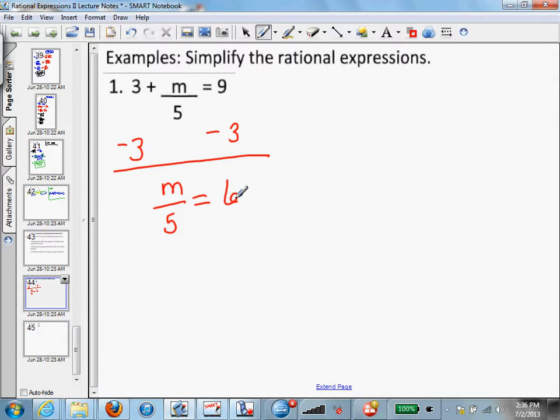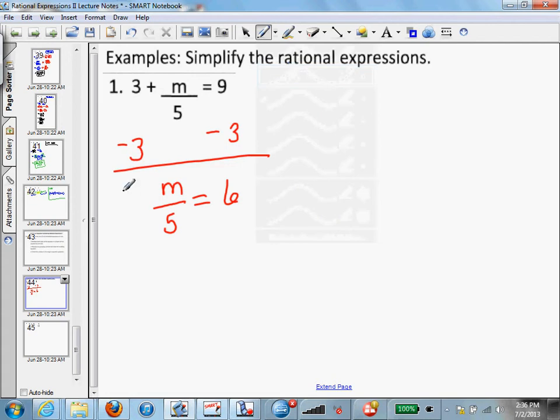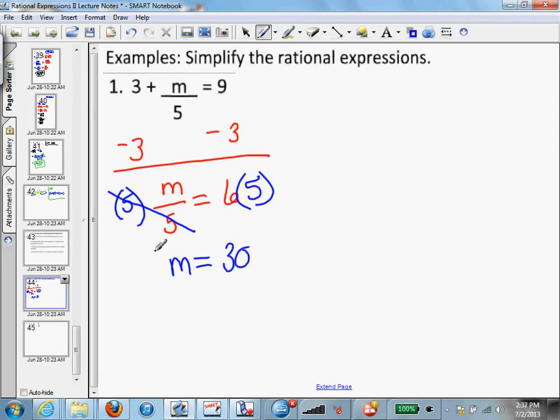Now noticing that m over 5 is a fraction, which can be seen as division, we do the opposite operation to get m by itself. So instead of dividing by 5, let's multiply by 5 on both sides of the equation. The 5 we multiplied by and the 5 in the denominator will free the variable m, and we just have 6 times 5 is 30. So we're saying that m is equal to 30.